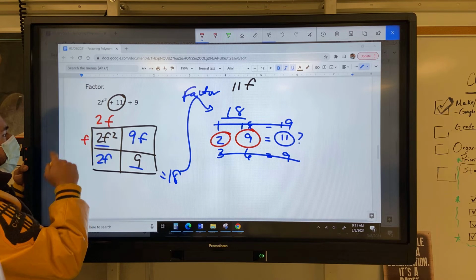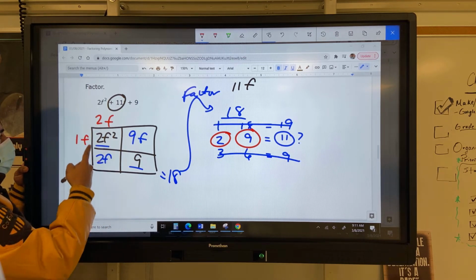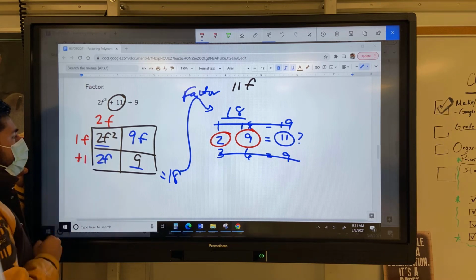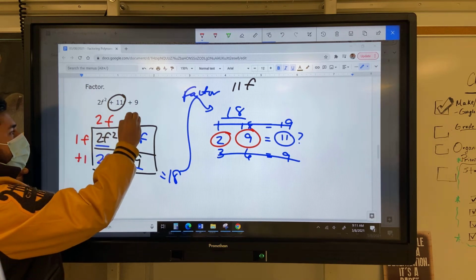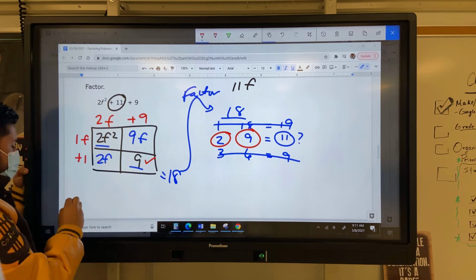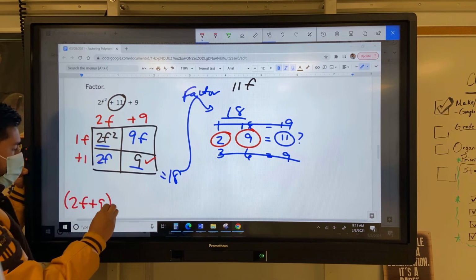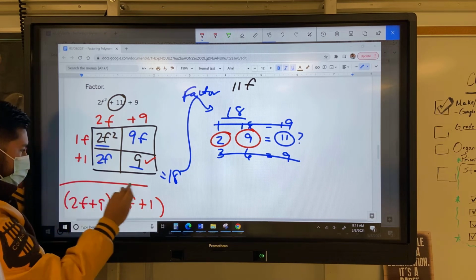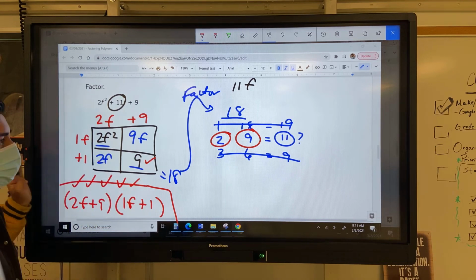2 times something gives me 2. 2 times 1. Then we go down to the bottom. 2 times something gives me 2. Positive 1. 1 times something gives me 9. Positive 9. How do we check? 1 times 9 gives me 9. Boom. We got 2f plus 9. And then we have 1f plus 1. Check mark, check mark, check mark, check mark, check mark.